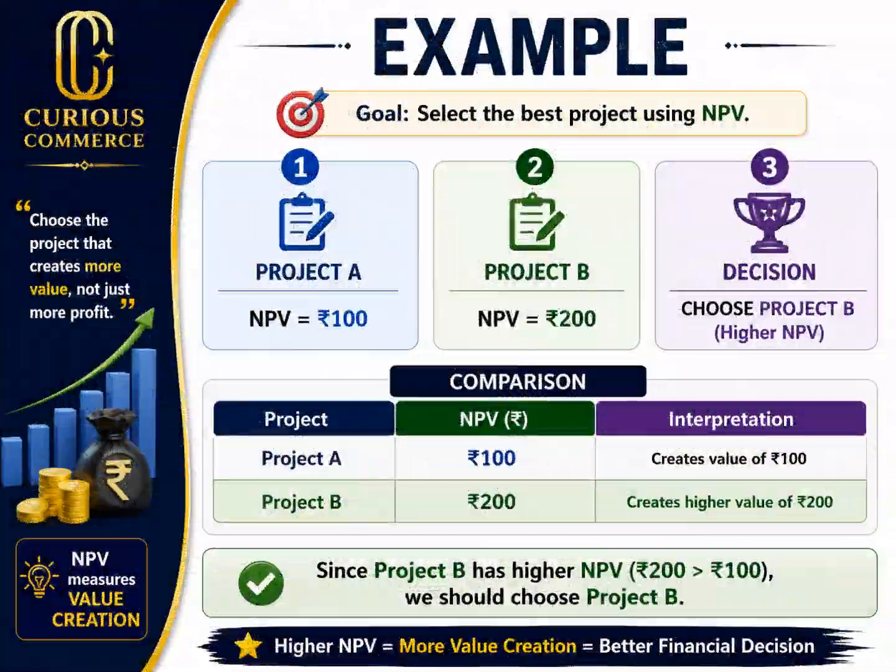Friends, let us make a comparison extremely simple. Suppose a company is evaluating two mutually exclusive projects, Project A and Project B. The NPV of Project A is 100 rupees, Project B is 200. Which project should we select? The answer is B, because Project B's NPV is 200. It is more than Project A's NPV.